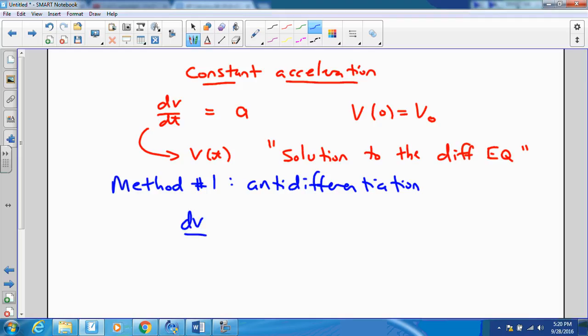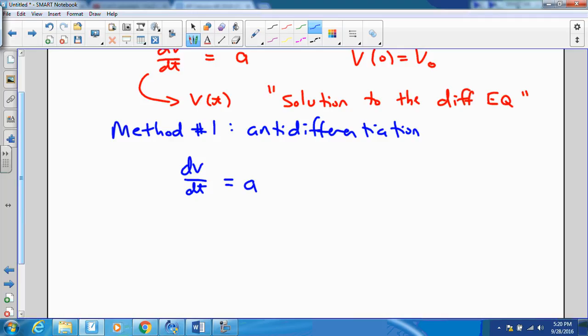Okay. So how does this actually work? We start with our differential equation, and now we are going to separate the variables by multiplication and/or division. Specifically, we're going to multiply both sides by dt. Now this requires a little bit of subtlety here, because you remember that dv/dt was not really a quotient, it was really the limit of a quotient. And so is this legitimate?